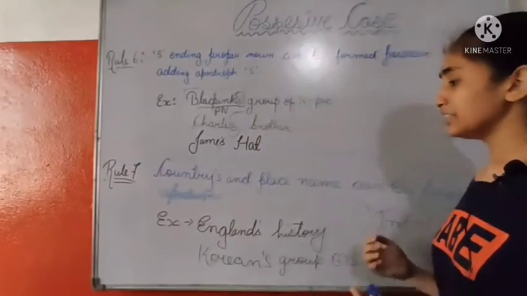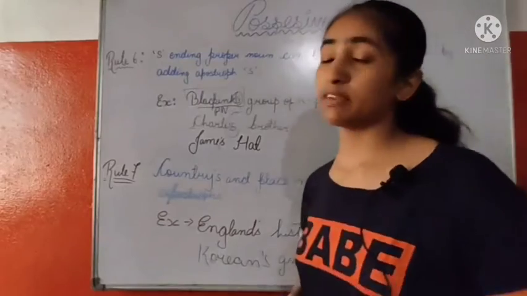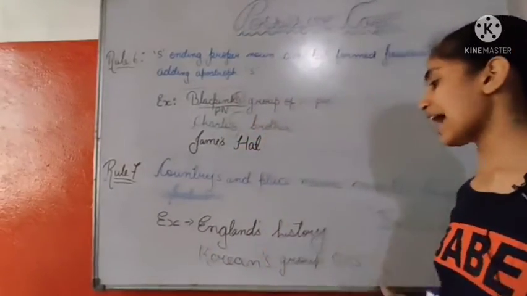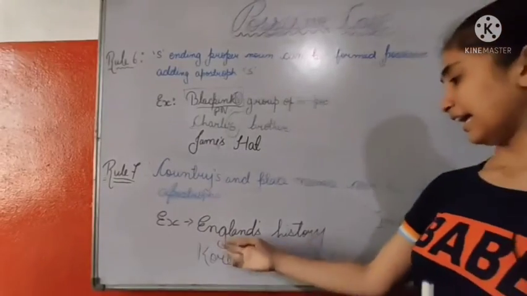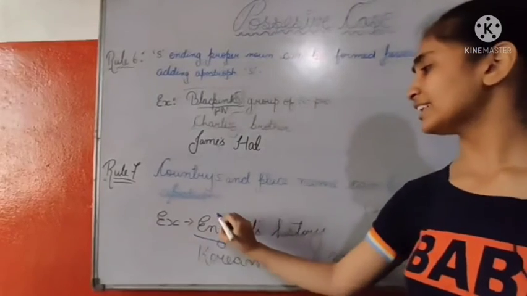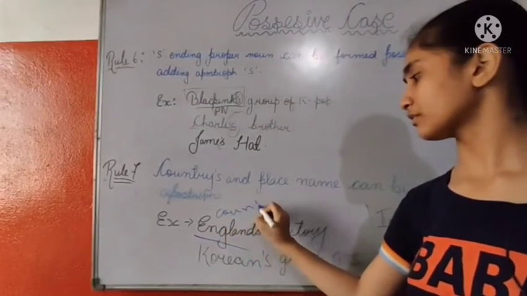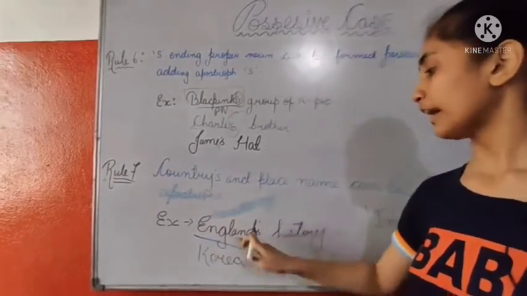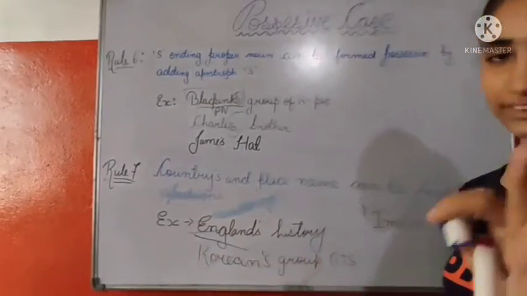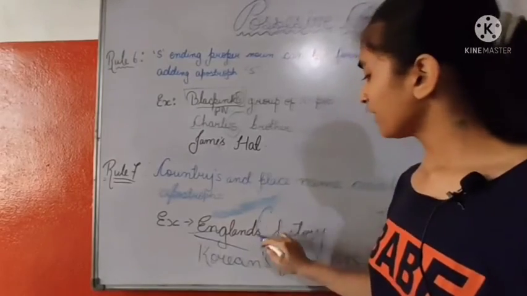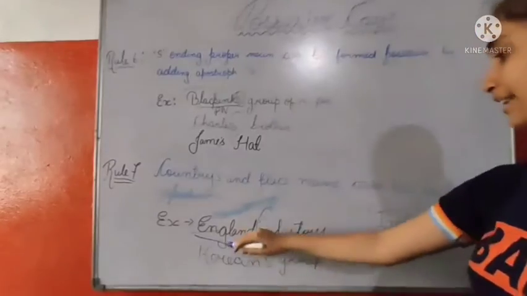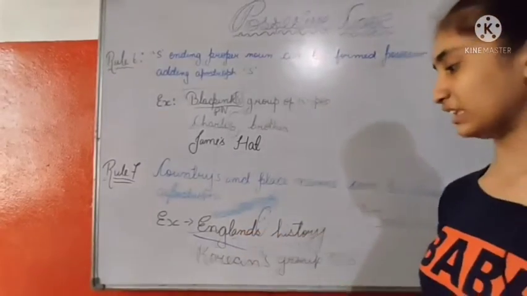Now if we talk about our next rule, rule number 7 says that countries and place names can be made possessive by simply adding an apostrophe. For example, England's history. So here, England is what? England is the name of a country. So we can form it into possessive by simply adding an apostrophe, and it becomes England's history.